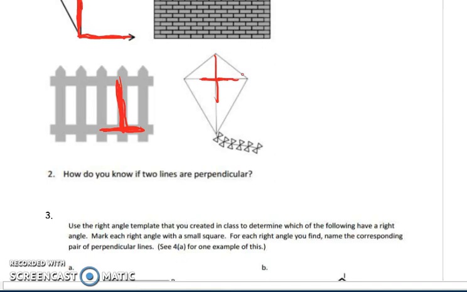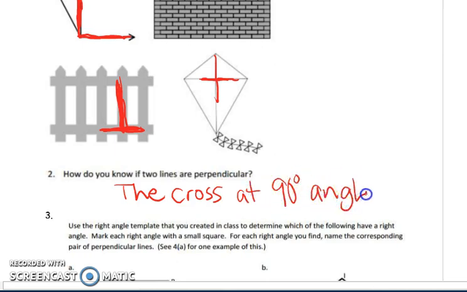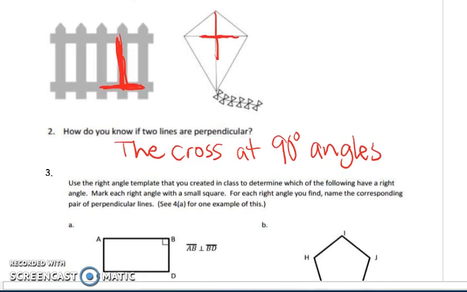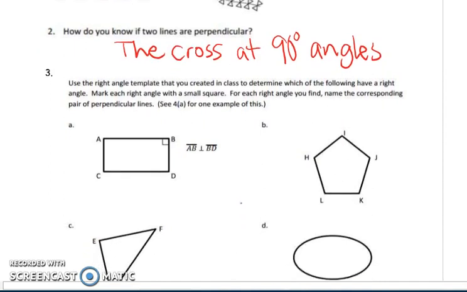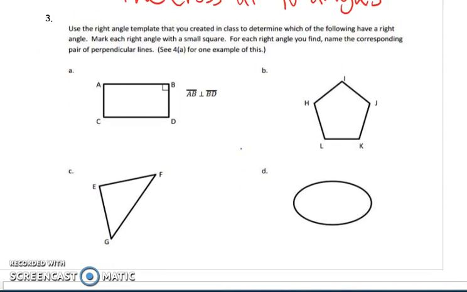Okay. How do you know if two lines are perpendicular? They cross or intersect at 90-degree angles. Okay, nice. Copy that down. So they make a perfect square.